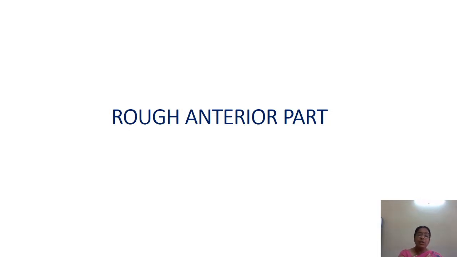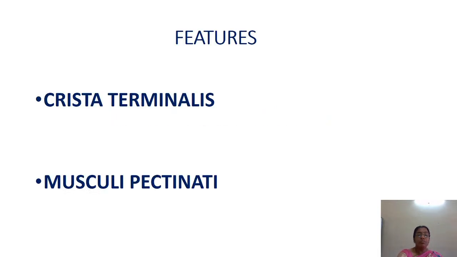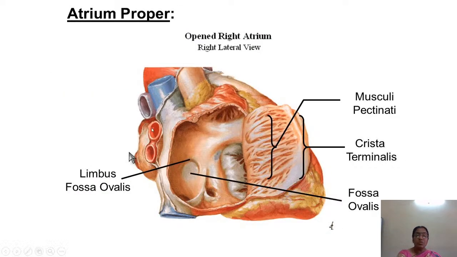Next, coming to the rough anterior part. What features do you come across in the rough part? In the rough part, one is the crista terminalis, and one more is the musculi pectinati. These are the muscles which are present. So this is the rough anterior part, which includes the crista terminalis.